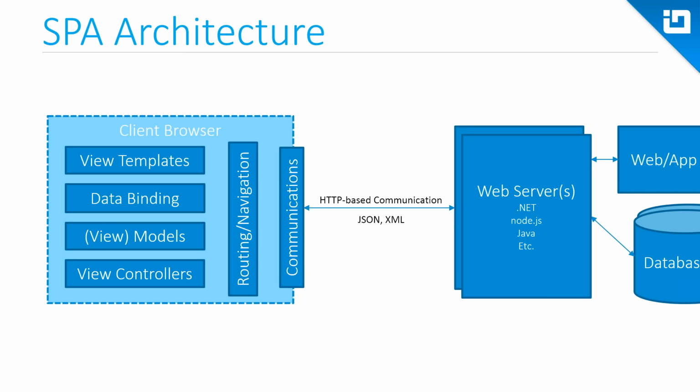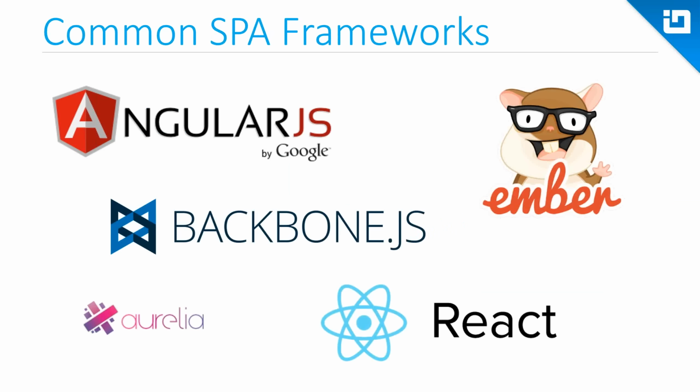Now, you can see here, if you take this model, you can use pretty much any web server you want: .NET, ASP.NET MVC, Web API. You can use Node.js. That's not really new anymore, but it's a JavaScript-based runtime that is commonly used for servers, and then of course Java and so on.